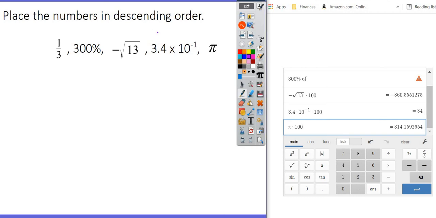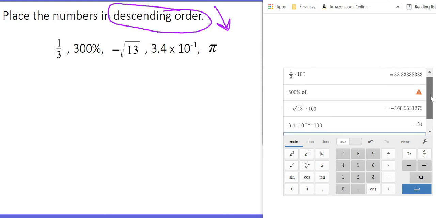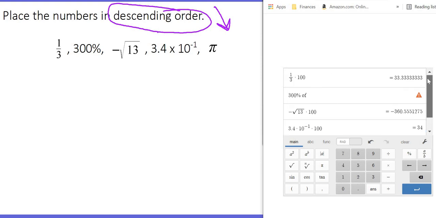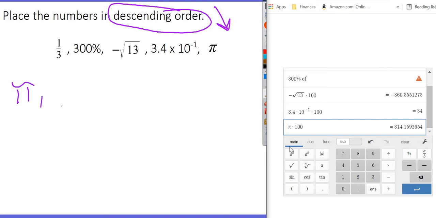So let's come back over here where it says descending order. That means we are going down. That means we're starting with the biggest number and we're going to the smallest. So let's look here. What is the biggest number? 33%, 300%, negative 360%, 34%, or 314%? Well, if you look closely, 314% is definitely the largest. So we're going to put it first.